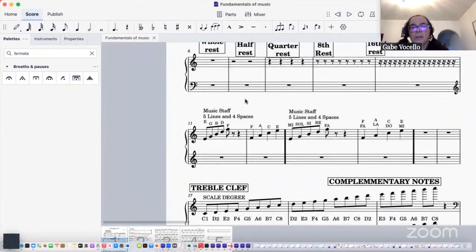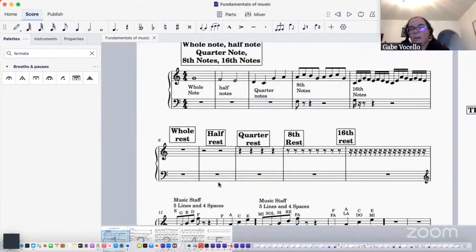Each sound has its own rest. So whole note, whole rest. Half note, half rest. Quarter note, quarter rest. Eighth note, eighth rest. 16th note, 16th rest.